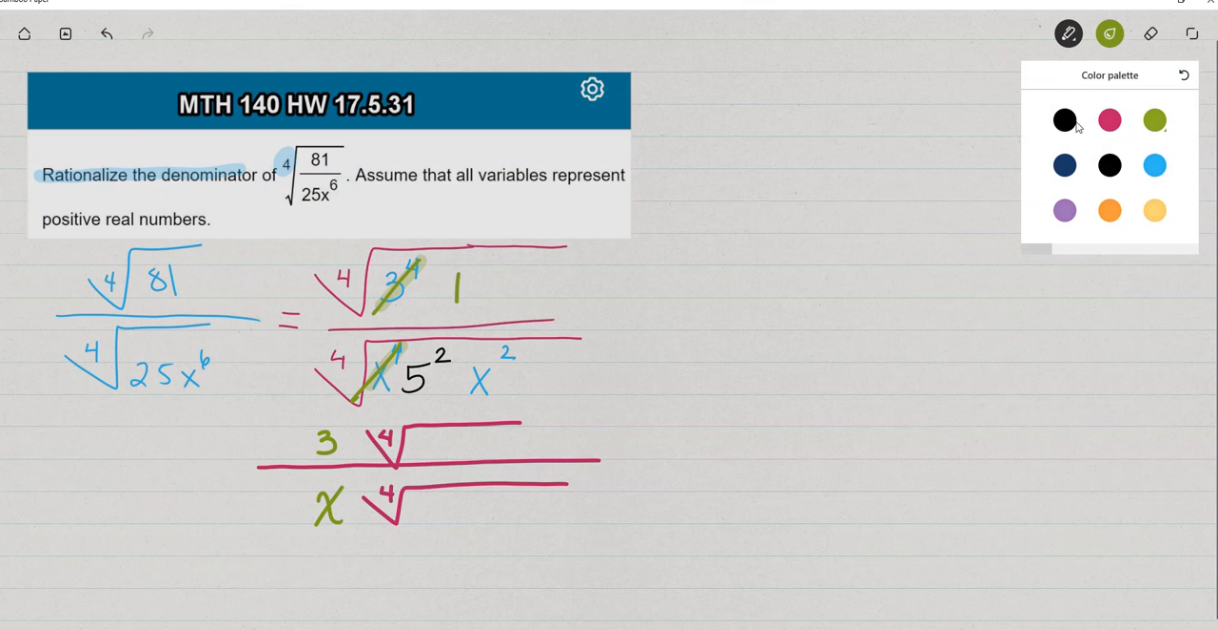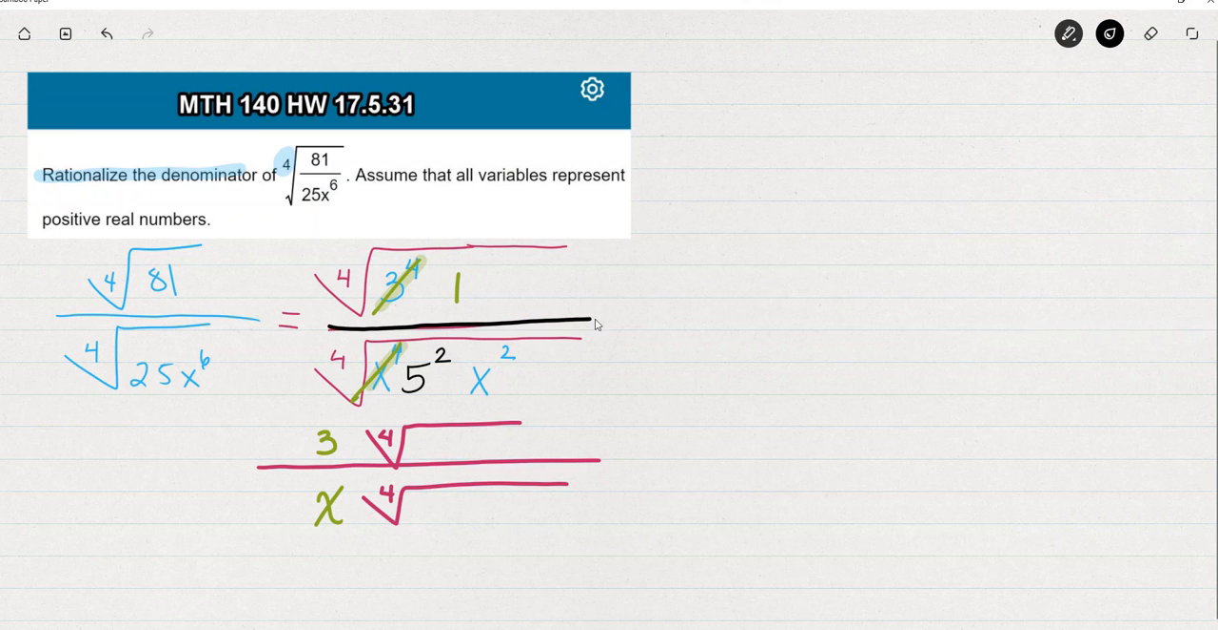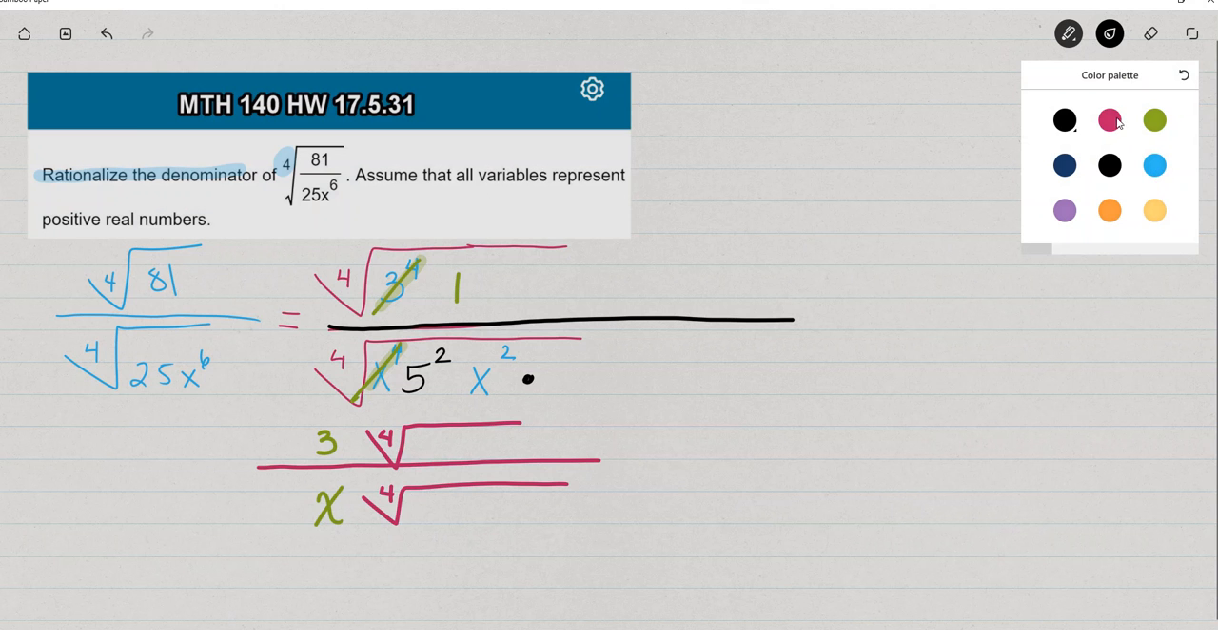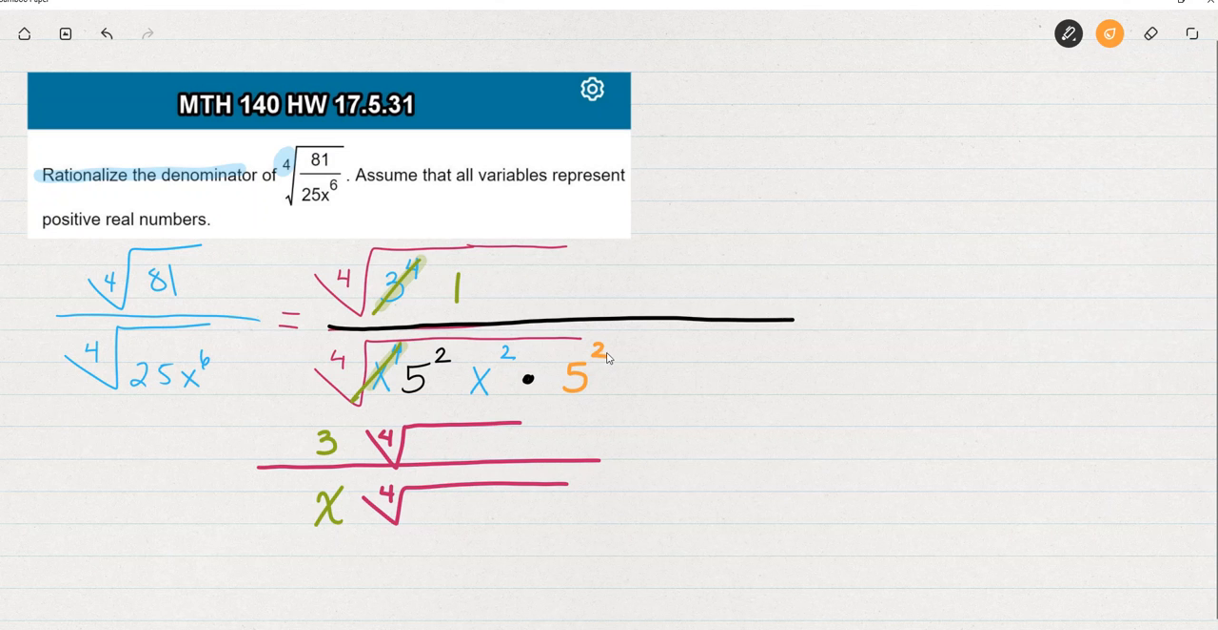So what I'm looking for next is what can I multiply 5 squared times so that I have a group of 4 5s. So in other words, how many 5s do I need to have a total of 4? So 5 squared times 5 squared would give me 5 to the 4th. So I could remove that. And x squared times x squared would give me 4 x's. So I can remove that.